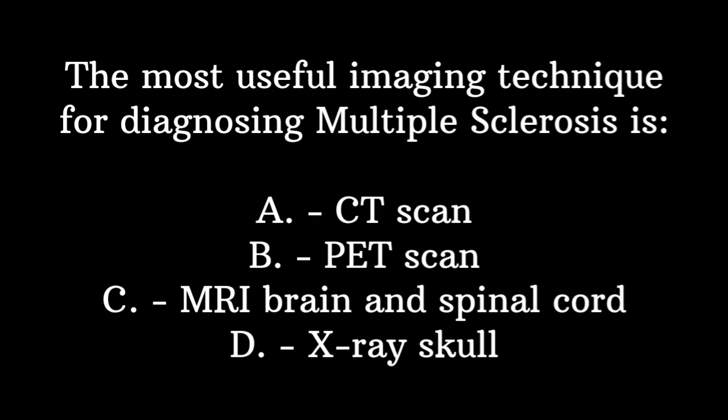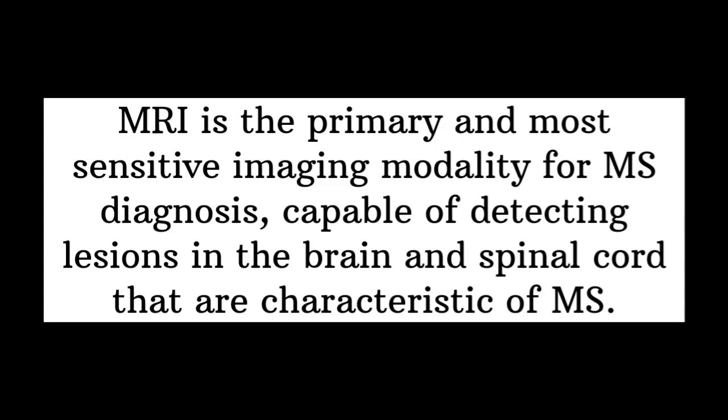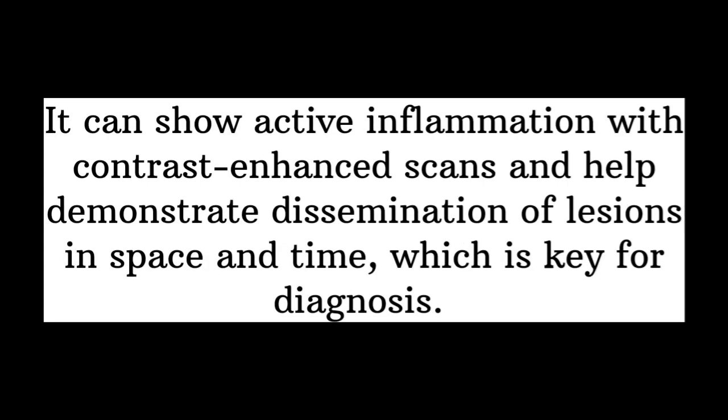Question. The most useful imaging technique for diagnosis of MS is: options A. CT scan, B. PET scan, C. MRI brain and spinal cord, D. X-ray skull. The correct answer is option C. MRI brain and spinal cord. MRI is the primary and most sensitive imaging modality for MS diagnosis, capable of detecting lesions in the brain and spinal cord that are characteristic of MS. It can show active inflammation with the contrast-enhanced scan and help demonstrate dissemination of lesions in space and time, which is key for diagnosis.